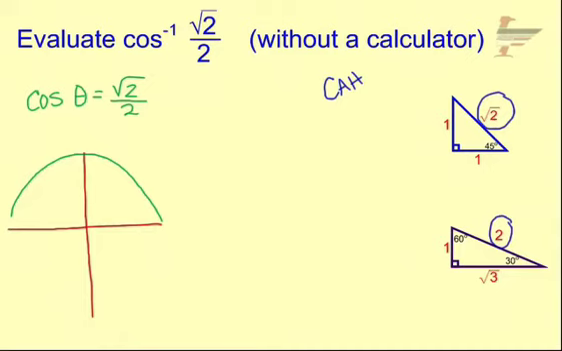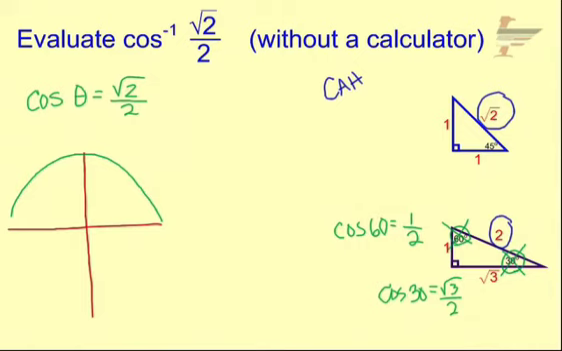Let's take a look for a second at the 30, 60, 90. If we're going to look at 30, so cosine of 30, adjacent is going to be root 3 over hypotenuse, which is 2. Well, that's not root 2 over 2, so I know it's not 30. Let's look at the cosine of 60 right here. Adjacent is 1 over the hypotenuse of 2. Well, that's not root 2 over 2, so I know it's not 60 degrees. So I just disregarded the entire 30, 60, 90 triangle.